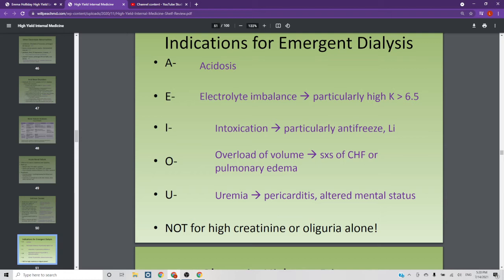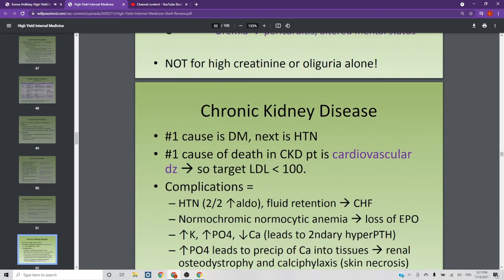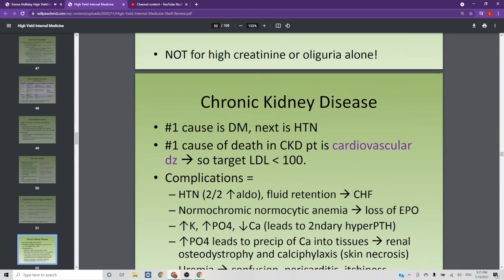Okay, so for chronic kidney disease, you know this from working with our population. The number 1 cause is diabetes. Second most common is hypertension. Most common cause of death are cardiovascular complications. So the complications you'll look for, this will be in a vignette that's describing an outpatient visit. Hypertension can cause CHF. You can get an anemia because the kidney disease leads to a loss of erythropoietin. There are electrolyte abnormalities you can see, high potassium, high phosphorus, and low calcium. And then you can get a secondary hyperparathyroidism. The low calcium, because of the kidney disease, tells the parathyroid gland to ramp up PTH.